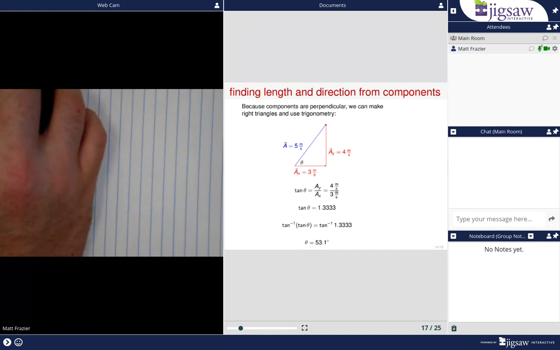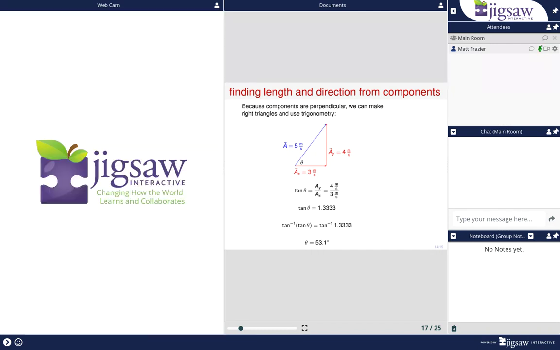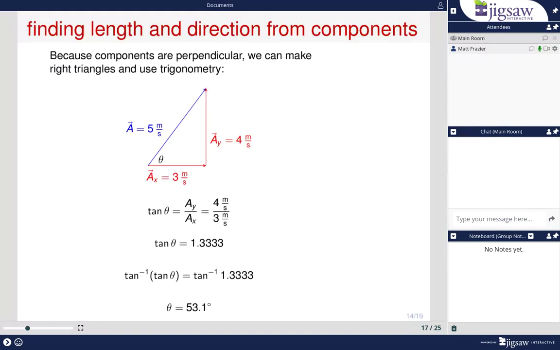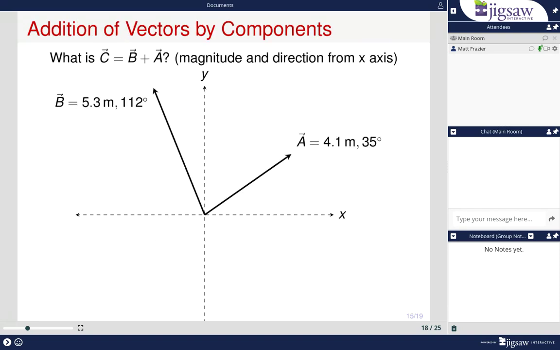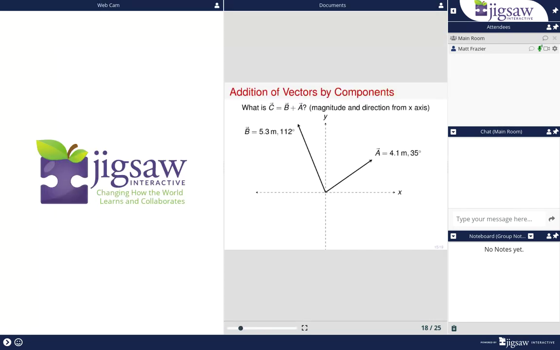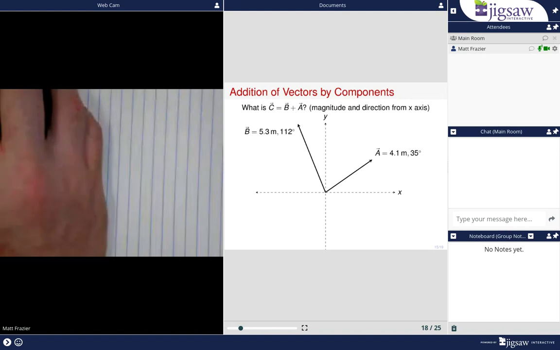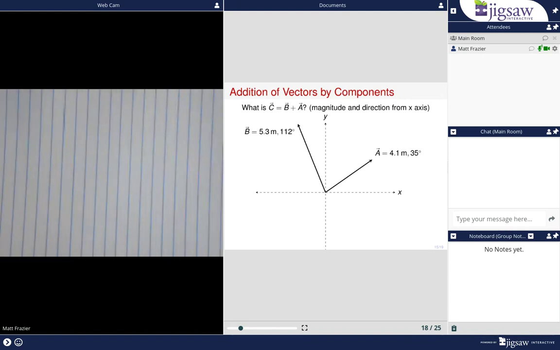So we're going to go back to the documents that we had here. We're trying to find length and direction, and we're going to eventually start talking about solving problems. And so here is a problem we want to solve. And now that we've done that, I want to go back to the webcam because I want to write this out. I want to show you how to write out a problem like this.